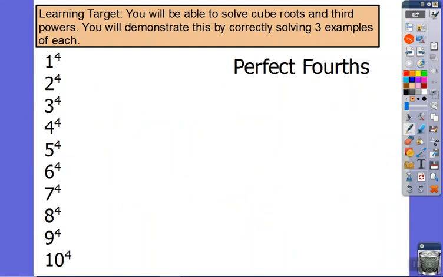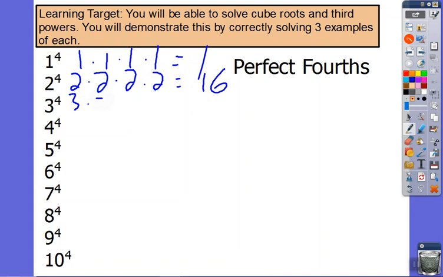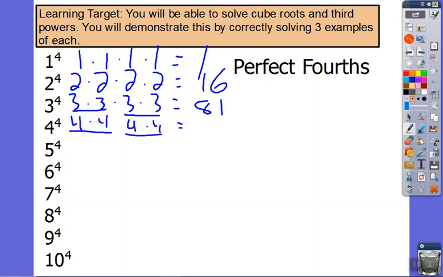Okay, we also have fourths. This is 4 times. This is 1 times 1 times 1 times 1, which is 1. 2 times 2 times 2 times 2, 16. Notice how big this one's getting already. Personally, just the mental math that I'm doing, I say 3 times 3 is 9, and 3 times 3 is 9, and then I do 9 times 9 is 81. So like this next one, 4 times 4 is 16, and 4 times 4 is 16. So I'm doing 16 times 16, which is 256.